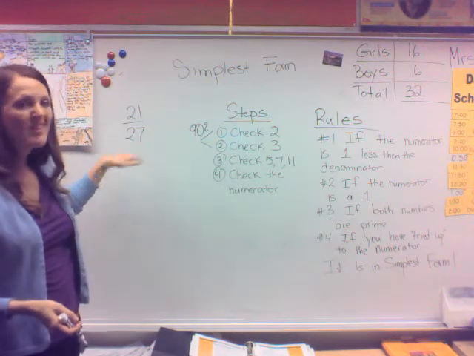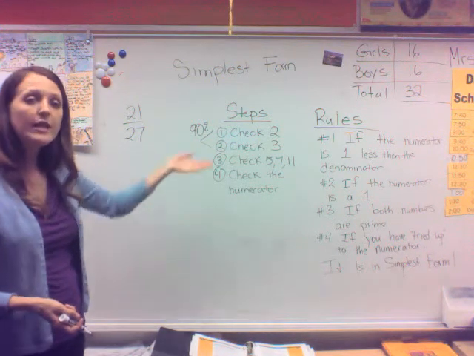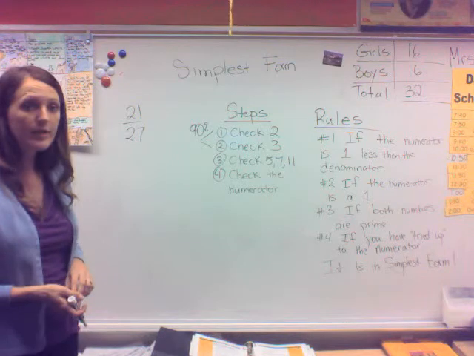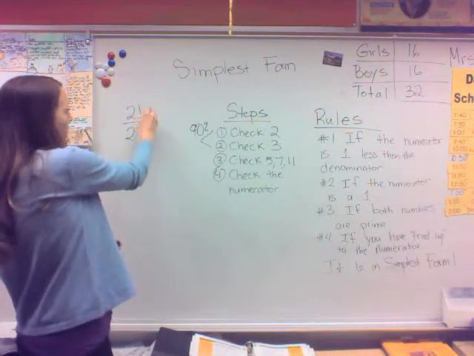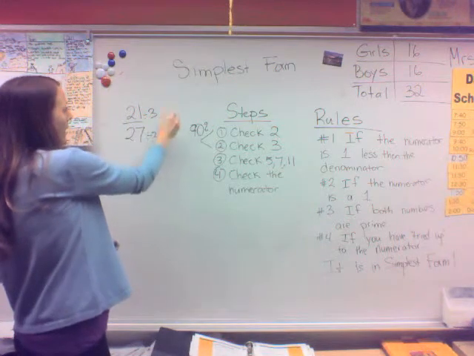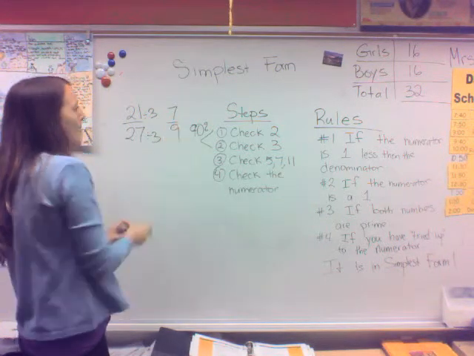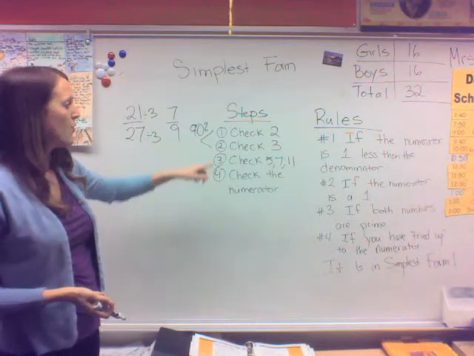Check 2. They're both odd, they don't work. Check 3. Do they work? Yes, they are both in our 3s, if we count by 3. Divide by 3, divide by 3. I get 7/9. Is that in simplest form?